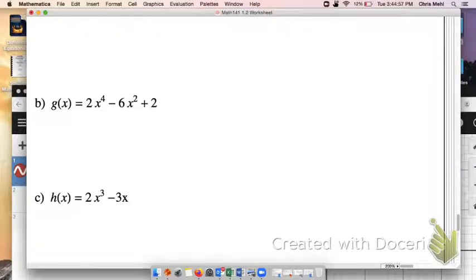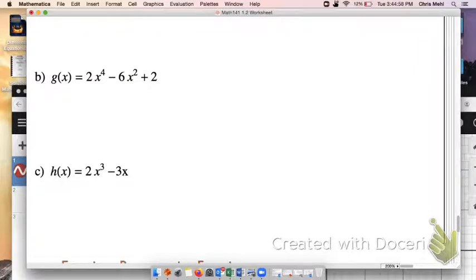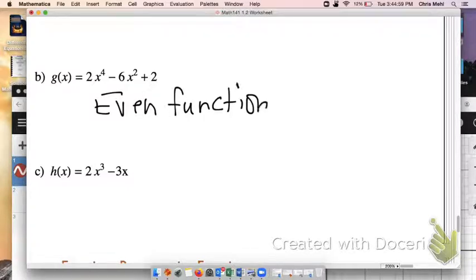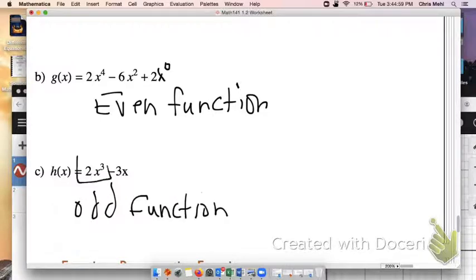Now, I will tell you this though. You can check these on your own. This does end up being an even function. Notice that this is a polynomial. If you consider 2 to be 2x to the 0, then this is an even function because it's a polynomial where each power of x is even. You could probably, looking now at part H, guess this is going to be an odd function. Right? It's a polynomial and each term has a power of x that's odd.